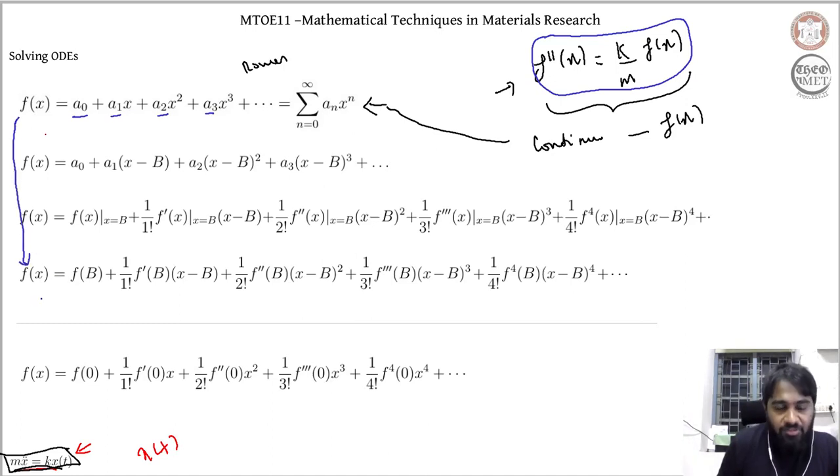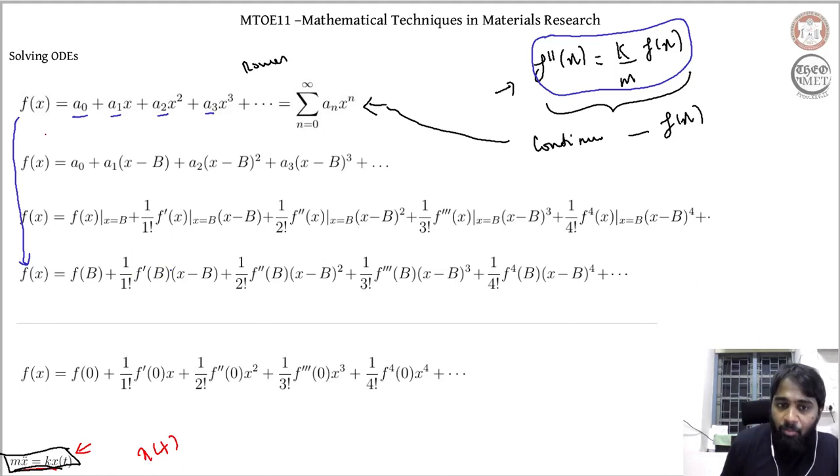Meaning now, instead of having some unknown coefficients, I have the coefficients being replaced by the derivative of my function at a point B. So I no longer have any unknown coefficients like a0, a1 and so on, but rather I have my function at B, the first derivative of my function at the same point B, the second derivative, the third derivative, and so on. When I know the derivatives of my function at a given point, I will be able to come up with the expanded version of my solution. So it's no longer unknown, it's just the derivative of it.